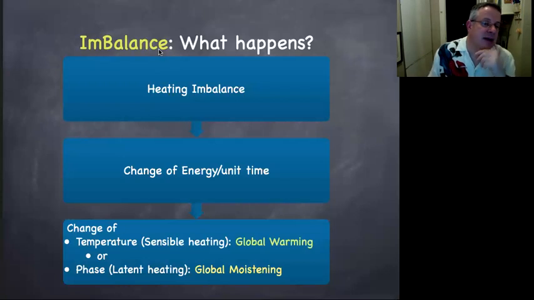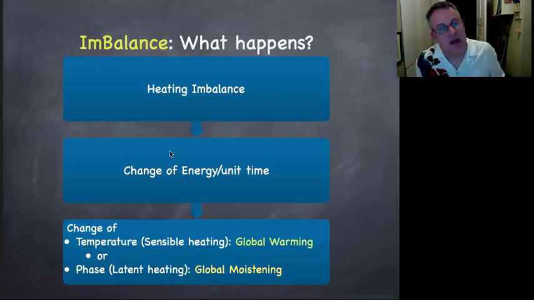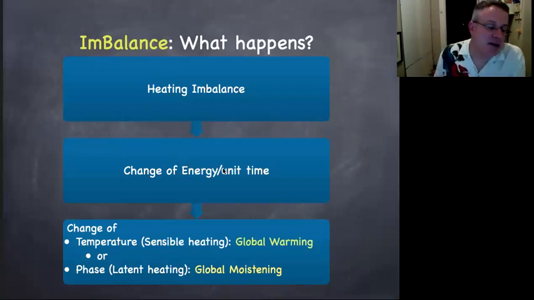If there's an imbalance in either of those budgets, then you would get a change in the amount of stuff in the system. And in this system that we're talking about now, it's a change in the energy per unit time. So global warming is a result of a heating imbalance. Global warming, or if you want to think of it as change in the latent heat, it could be a global moist.